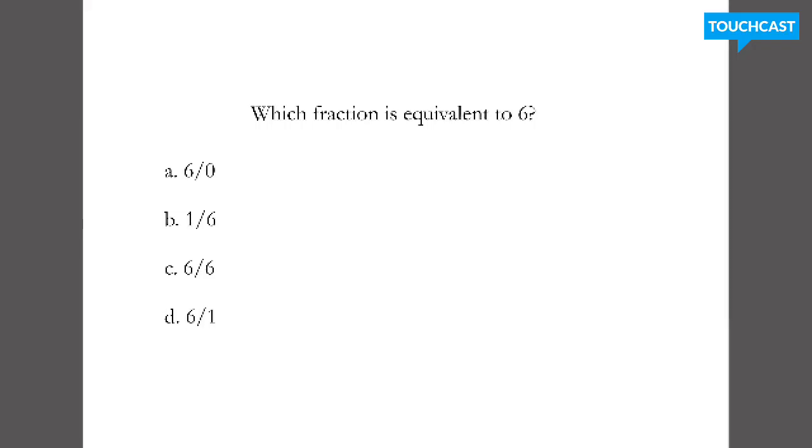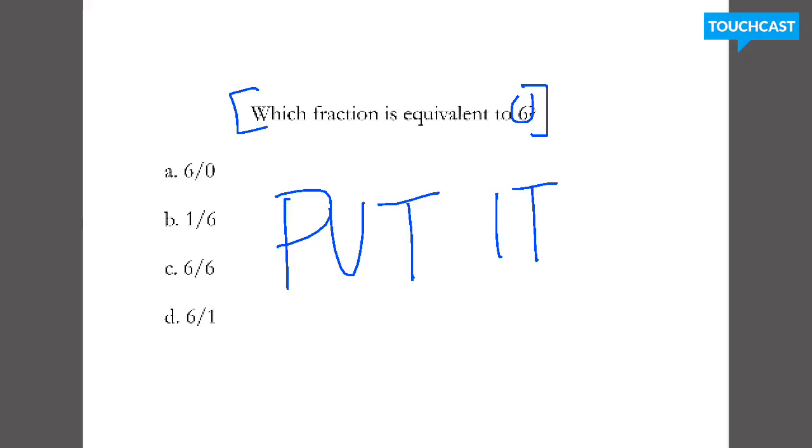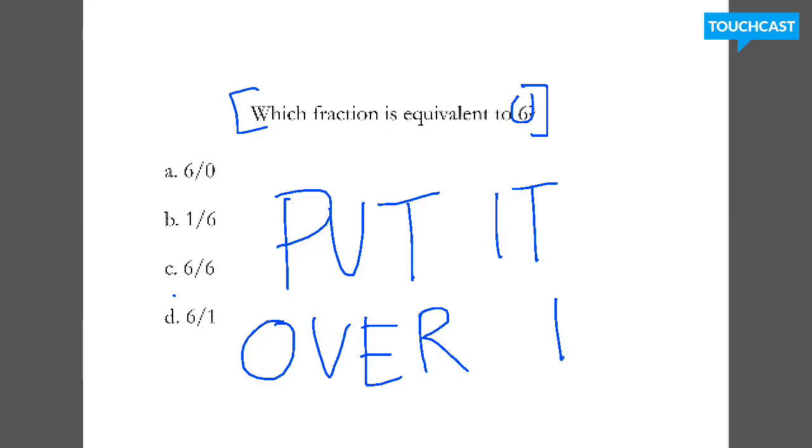All right, let's take a look at this one. By now, I hope you've gotten it. Please don't get this wrong on the EOG. Which fraction is equivalent to 6? Get to work. All right, so if you hadn't gotten it yet, put it over 1. Why are you still getting this wrong? Not hard. This is another way to write 1.